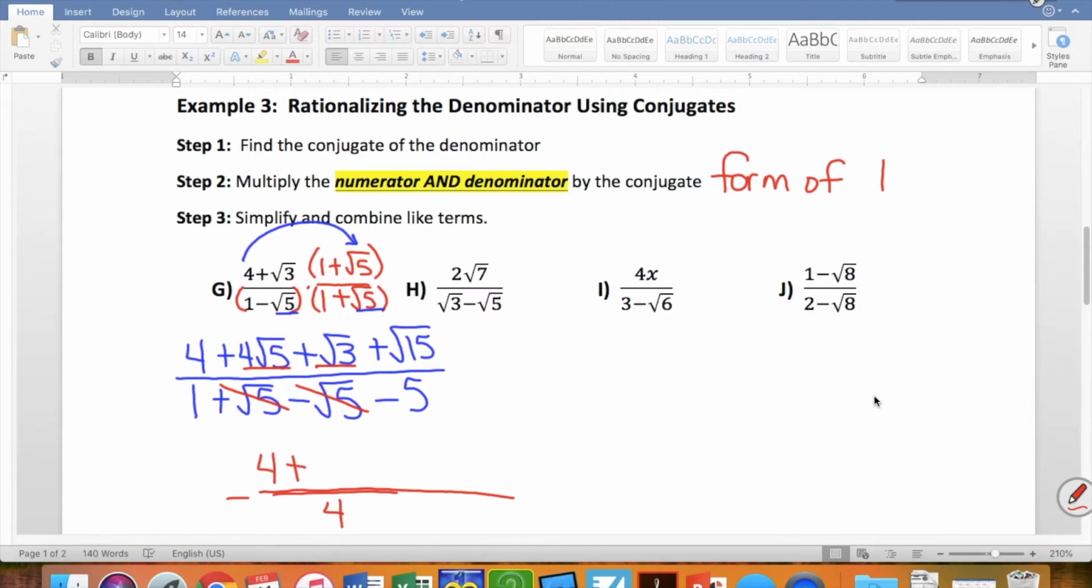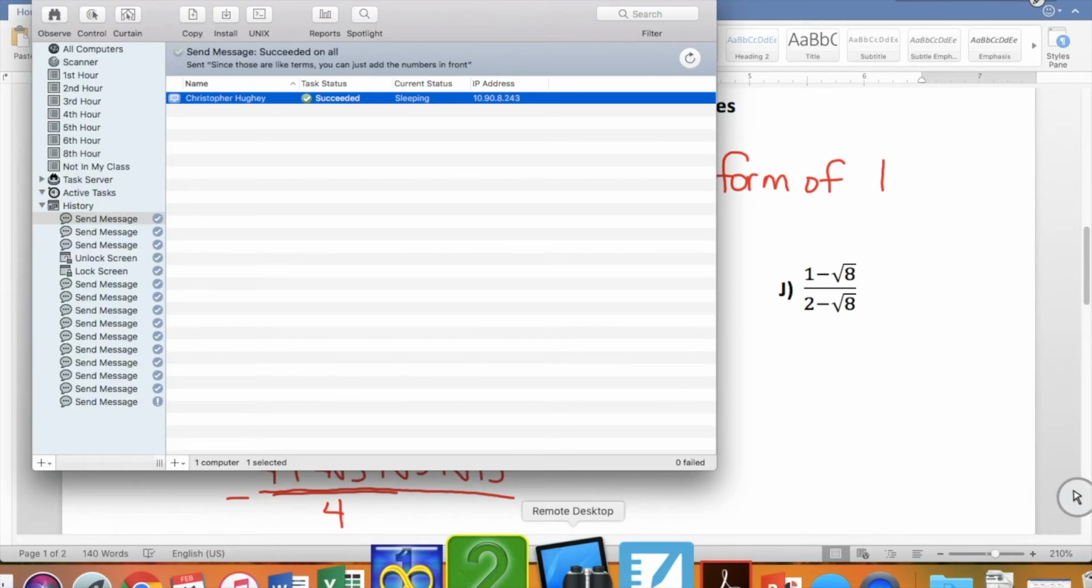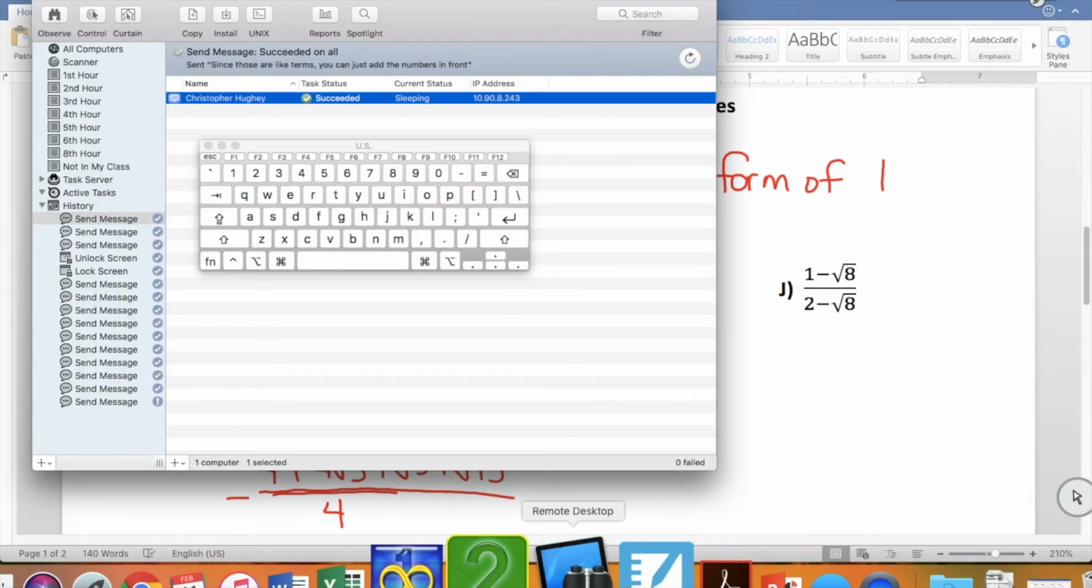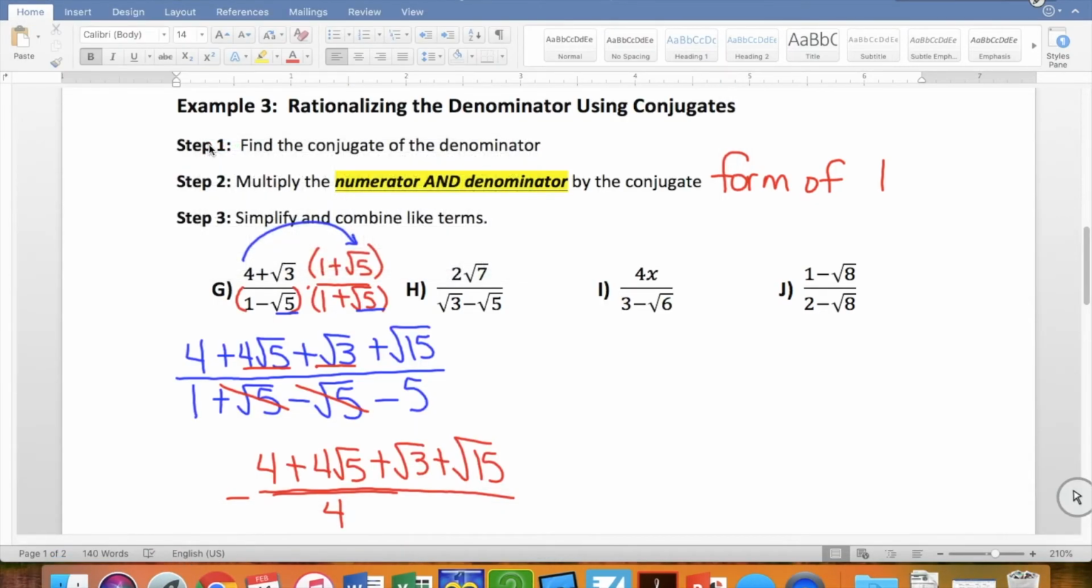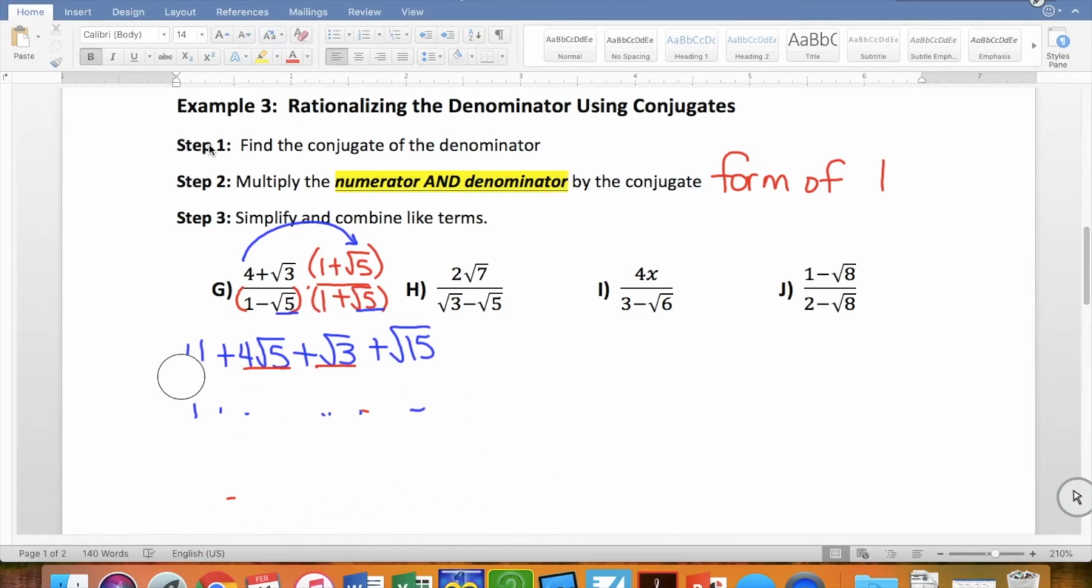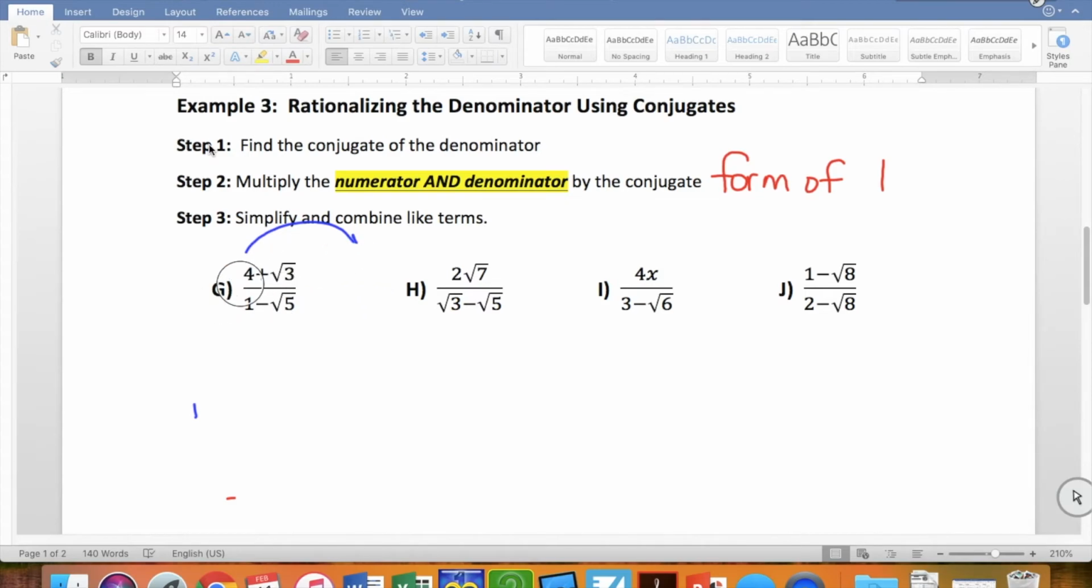I'm just going to leave it like this instead of trying to put it in any particular order. There's my final answer with a rationalized denominator, getting that radical out of the denominator. Okay, I'm going to erase that so I can do the next one and have space to work, because I tend to write really big on this paper. So let's look at the next one.